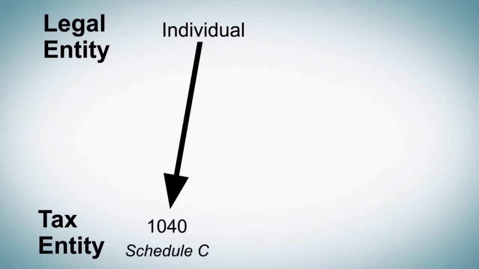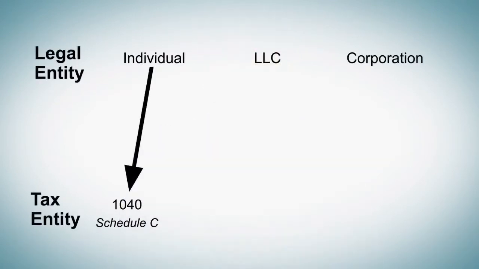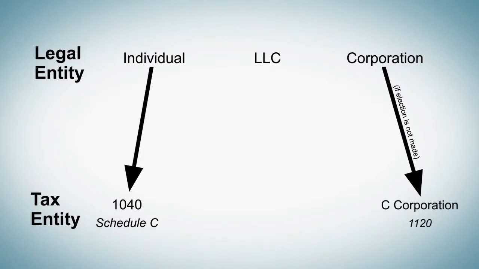You may want to look at other legal entities, such as an LLC or a corporation, which offer limited liability protection for you, but certainly you should talk to your legal advisor about what your liability is and how that protects you. If you've made a decision to be a corporation, then the filing you have by default is a C corporation, or you may make an election to be an S corporation.